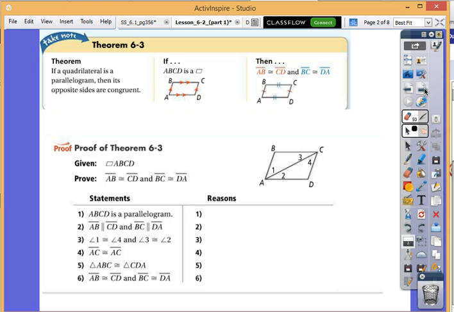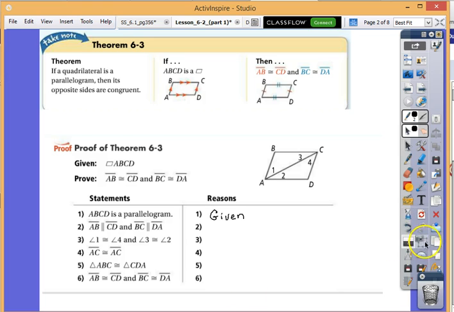So first of all, if I claim that something is a parallelogram, like I have down here, I'm claiming parallelogram ABCD. That's what kind of information? That's right, given. Everybody should get the givens. Now, if it's a parallelogram, then by definition, the opposite sides, in this case AB and CD, BC and DA, are going to be parallel.